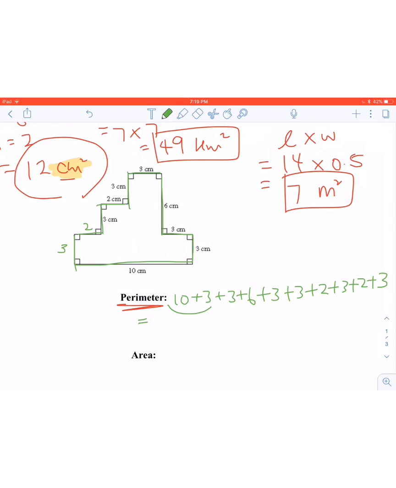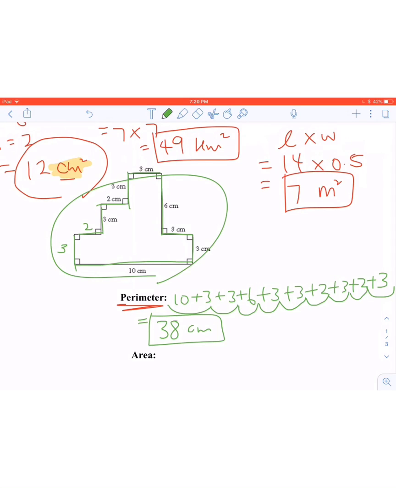13 plus 3 is 16, 22, 25, 28, 30, 33, 35, and then 38. So the total perimeter is 38 centimeters. Again, the whole thing around it is 38 centimeters long.